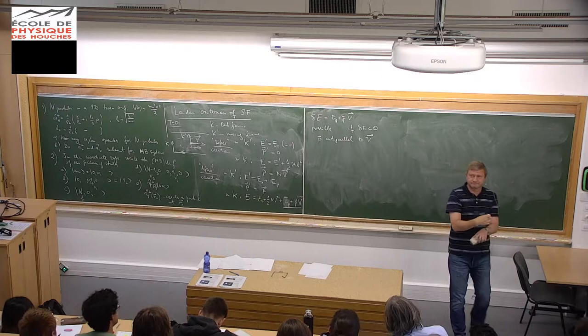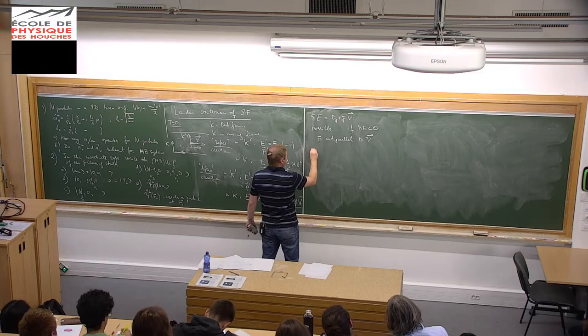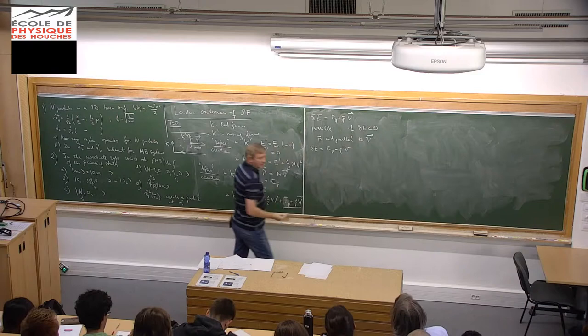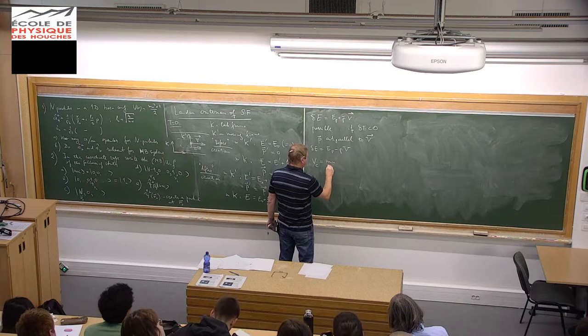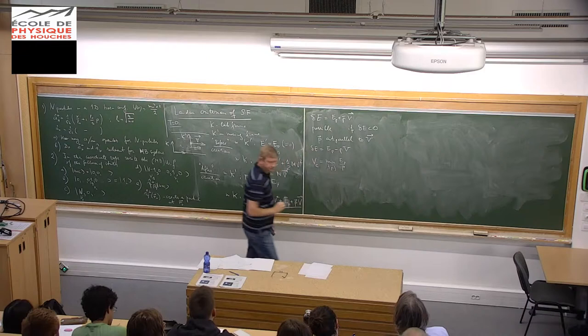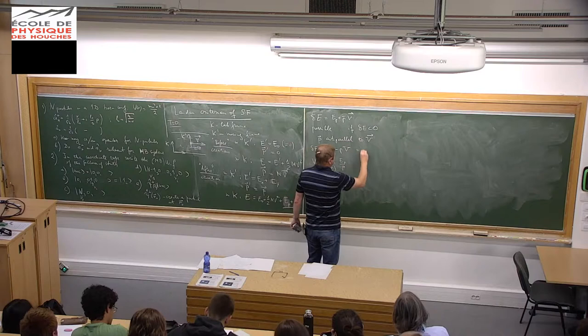And of course, in this case, we have delta E is simply EP minus PV. Now let me define this VC, meaning critical velocity, which is the minimum over all possible P of EP divided by P. Because I can write this very simply, P is positive, EP over P minus V.